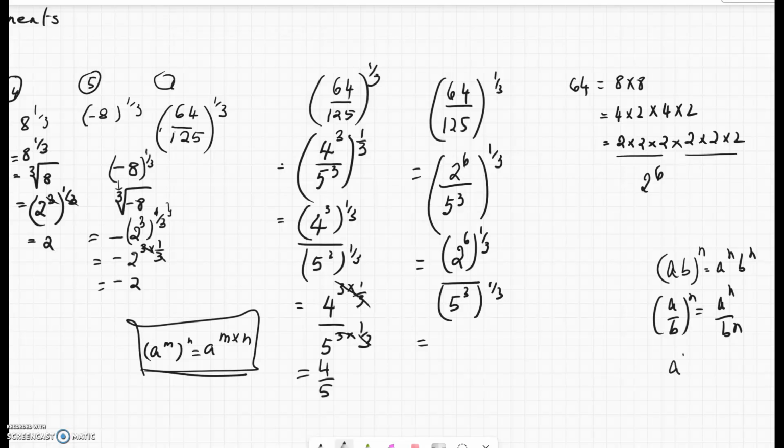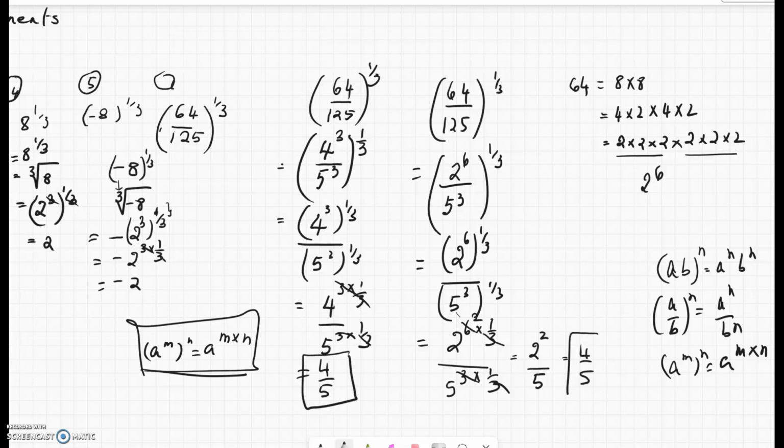Now we're going to use the rule a to the m, whole to the n, is a to the m times n. So that is equal to 2 to the 6 times 1/3 over 5 to the 3 times 1/3. So this is equal to 2 squared over 5. So 2 squared over 5 is the same as 4 over 5. Notice we get the same answer no matter how we break down the numbers.